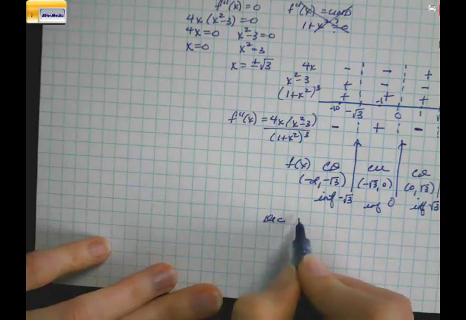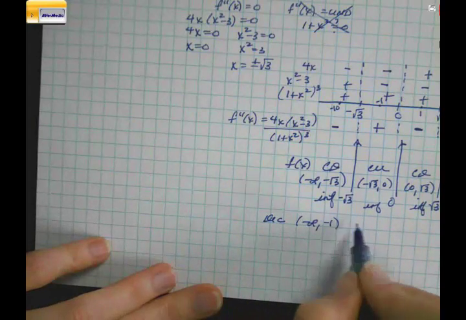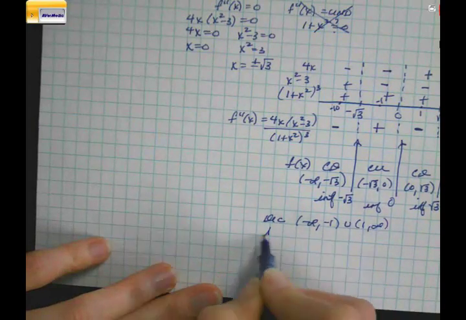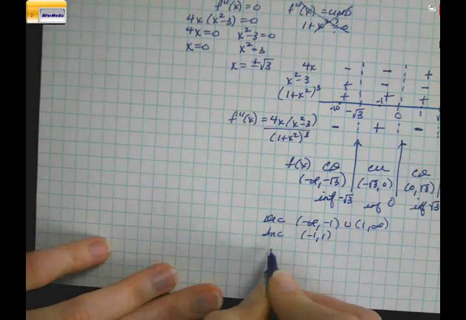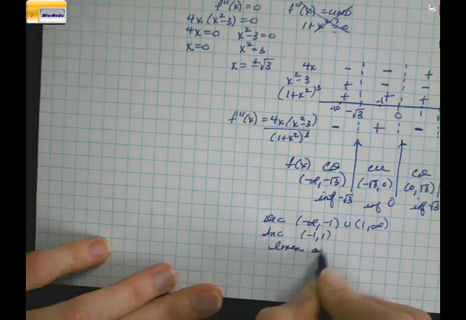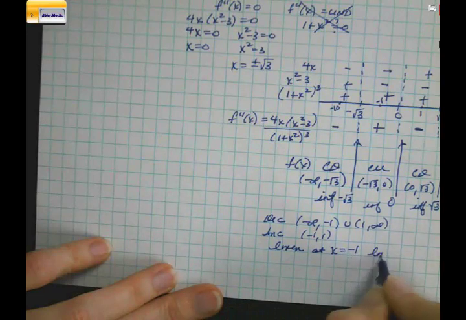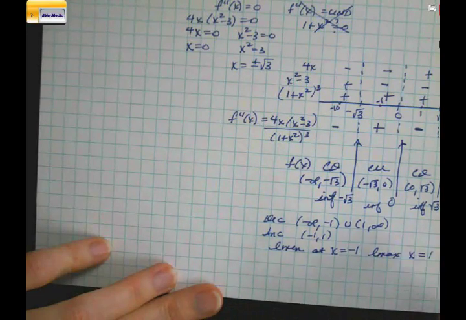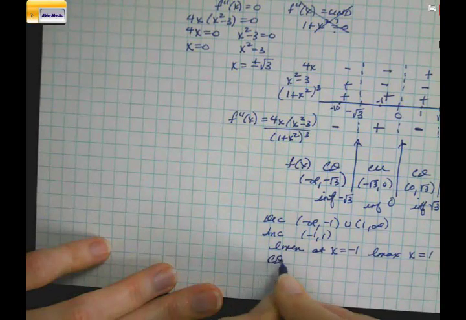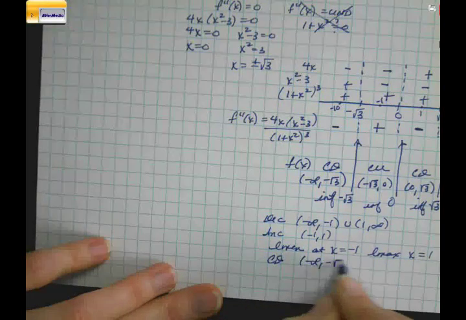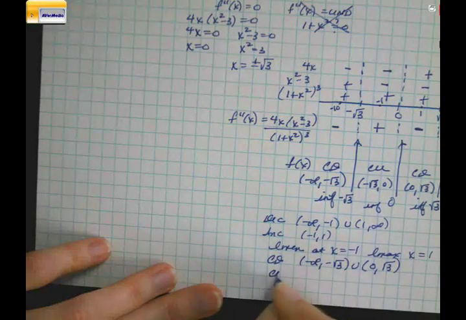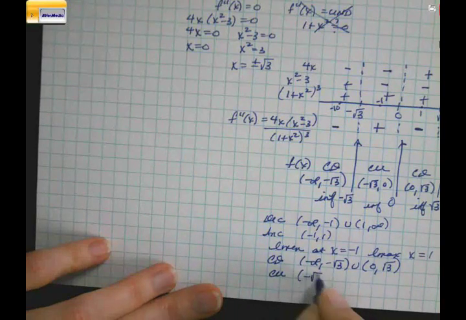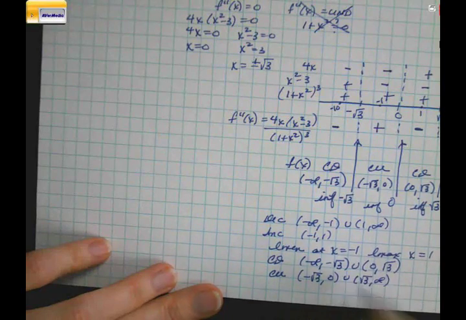Our function is decreasing from negative infinity to negative 1 and from 1 to infinity. Our function is increasing from negative 1 to 1. It looks like our function has a local min at x equaling negative 1 and a local max at x equaling 1. Looks like we are concave down from negative infinity to negative square root of 3 and from 0 to square root of 3. And we are concave up from negative square root of 3 to 0 and from square root of 3 to infinity.